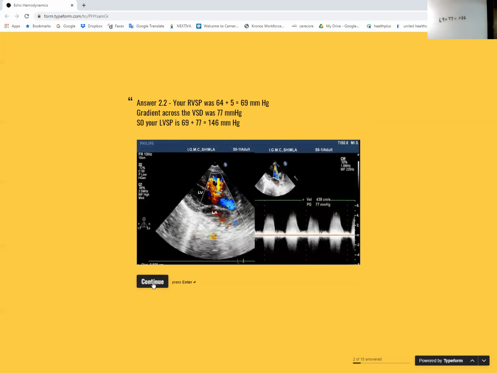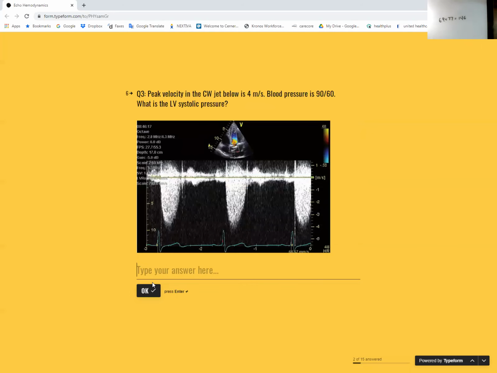Okay, 146, great. Okay, so here's a little bit trickier one. This is the peak velocity in the CW jet. Below is 4 meters per second. And your systemic blood pressure is 90/60. So what is your LV systolic pressure? Just think about that for a minute. I'm going to draw my diagram so I can show you.